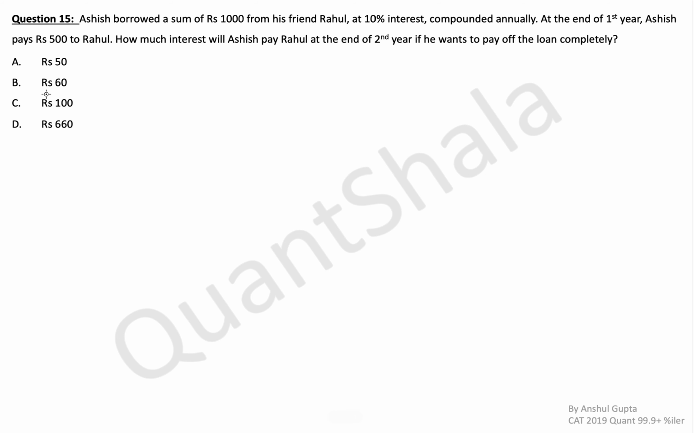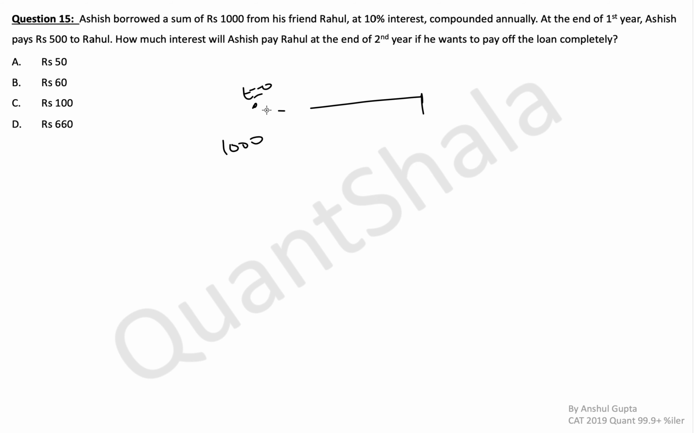Ashish borrowed a sum of rupees 1000 from his friend Rahul at 10% interest compounded annually. At the end of first year, Ashish pays rupees 500 to Rahul. Okay. How much interest will Ashish pay Rahul at the end of second year if he wants to pay off the loan completely? Okay. So at time t equal to 0, rupees 1000 is borrowed.